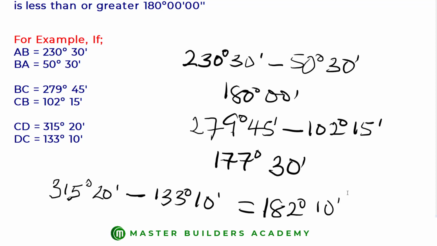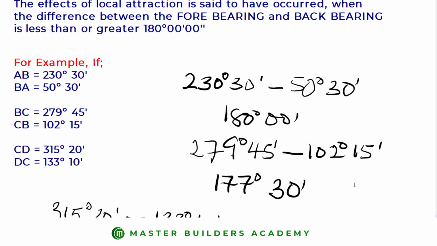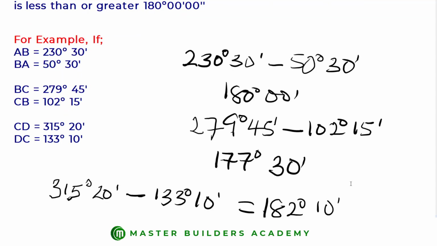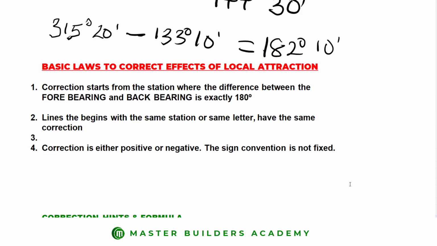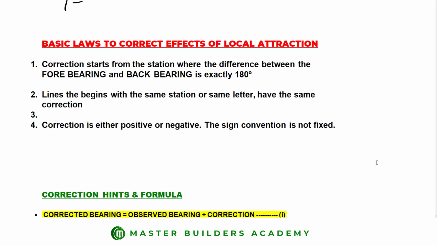Guys, now that we have discovered that there are errors in these readings or these results provided, what do we do to make corrections to these errors? How do we correct these effects of local attraction? Now let's dive into the basic laws to correcting the effect of local attraction. As you can see here, there are basically three major laws.